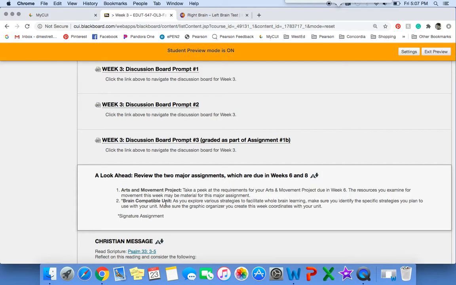And then there's the brain compatible unit, which I just mentioned. So as you explore various strategies to facilitate whole brain learning, make sure you identify the specific strategies you plan to use in your unit. And then this is where your graphic organizer can coordinate with your unit.